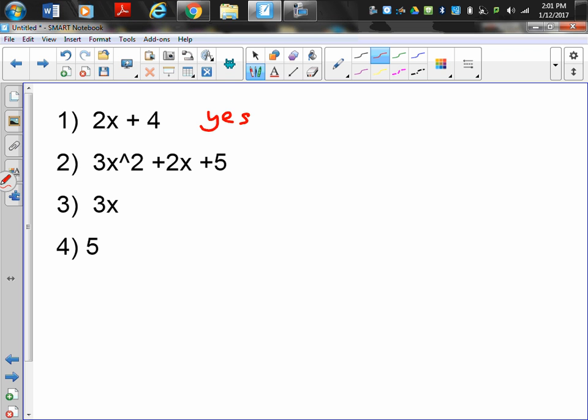All right. Problem number 2. 3x squared plus 2x plus 5. Do I have a negative exponent? No. Is there anything that would cause me to divide by 0? No. So is that a polynomial? Yes.